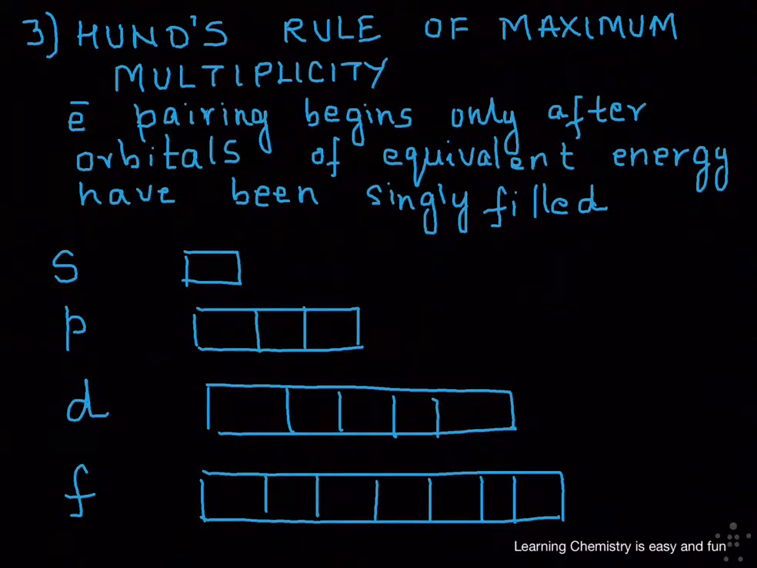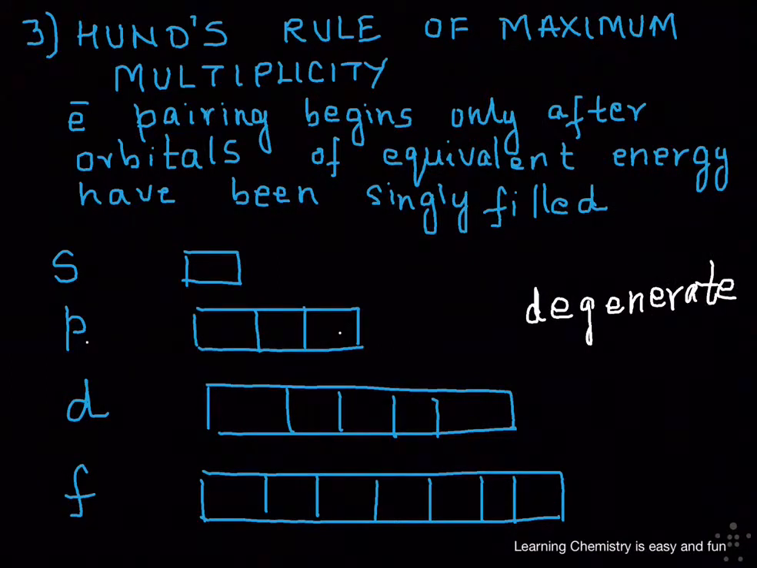What does Hund's rule say? It says that electron pairing begins only and only after orbitals of equivalent energy have been singly filled. So we know that the S sublevel has only one orbital. The P sublevel has 3 orbitals and they are all of equal energy, and as we said earlier, these orbitals of equal energy are called degenerate. They are all having equal energy.